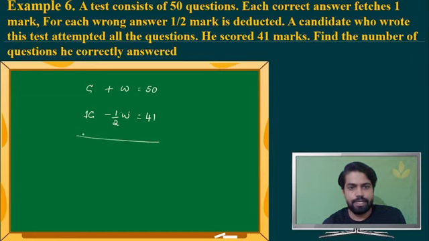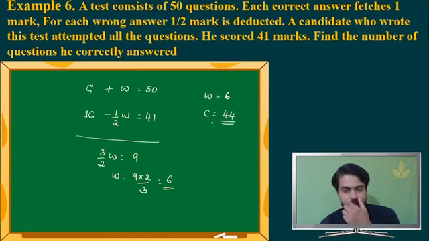So I can simply solve this by subtracting. Here the C will cancel. I end up with 3 by 2 W is equal to 50 minus 41, which is 9. So W is equal to 9 into 2 by 3, which is equal to 6. That means he answered 6 questions wrong. So the correct questions are 50 minus 6, which is simply 44. This is one way to solve.